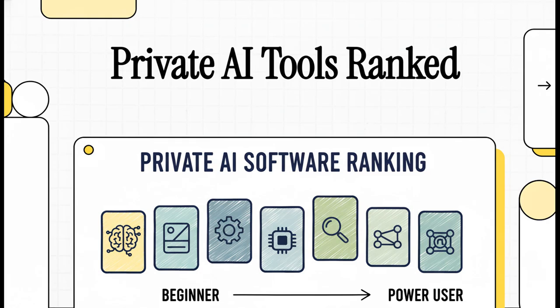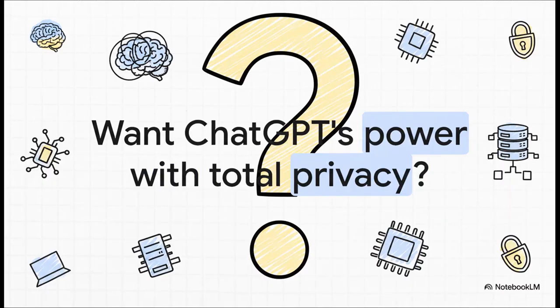All right, today we are diving deep into a topic that is absolutely exploding right now. Running powerful AI just like ChatGPT, but doing it locally on your own computer with total, complete privacy. We're going to rank all 7 of the best tools out there to help you build the perfect setup for yourself. I mean, that's the dream, isn't it?